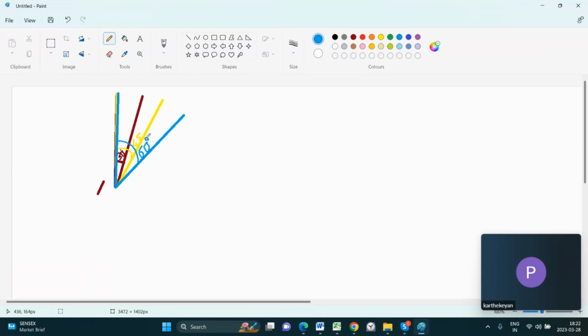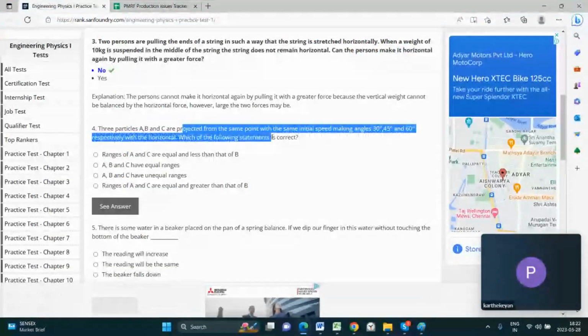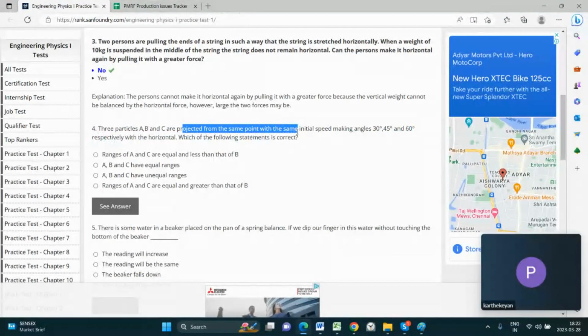Three particles A, B, and C. Maroon is A, yellow is B, and this is C. Three particles A, B, and C are projected from the same point with the same initial speed, making angles 30, 45, and 60 with the horizontal. Which of the following statements is correct?